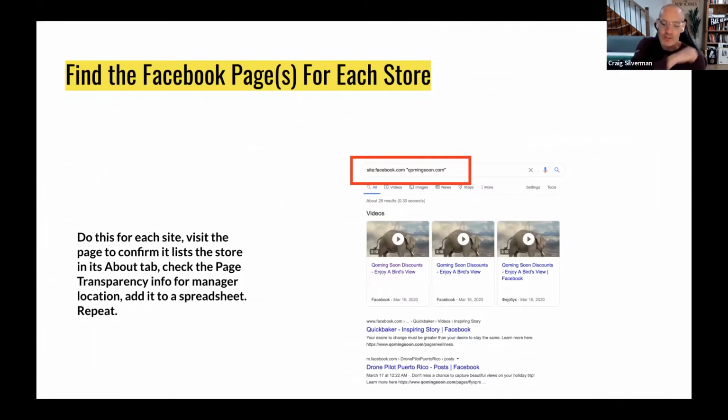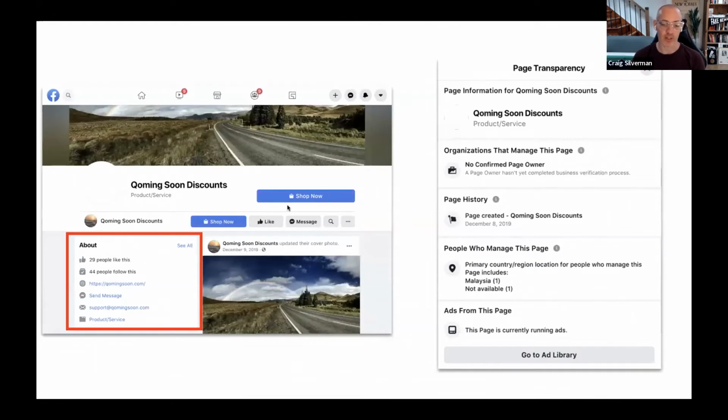And so if I search this on Facebook, it's not going to be very good. But when I do that on Google, it was actually really, really helpful. And I was able to find if there was a Facebook page connected to a particular store website. And here's an example. Here is the Coming Soon Facebook page. I could see in its About section, it listed an email at that domain and the domain. So the page itself was saying that it was connected to this website.